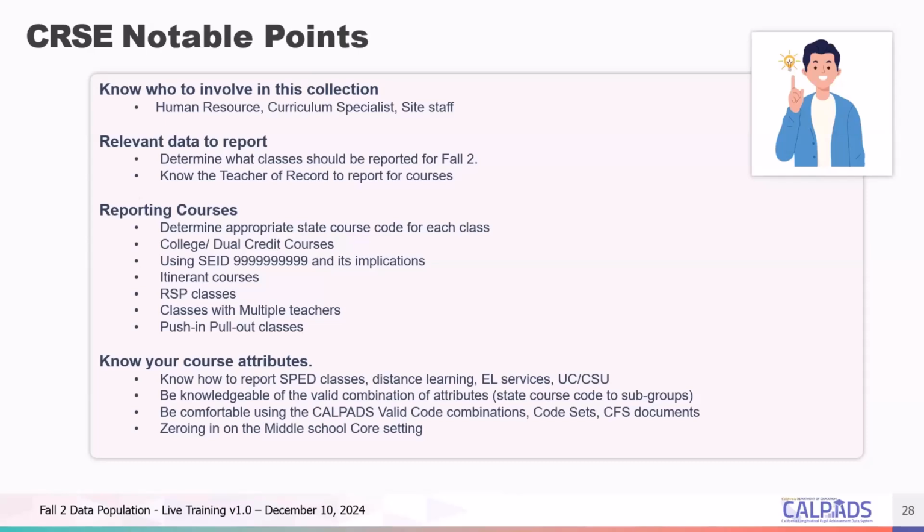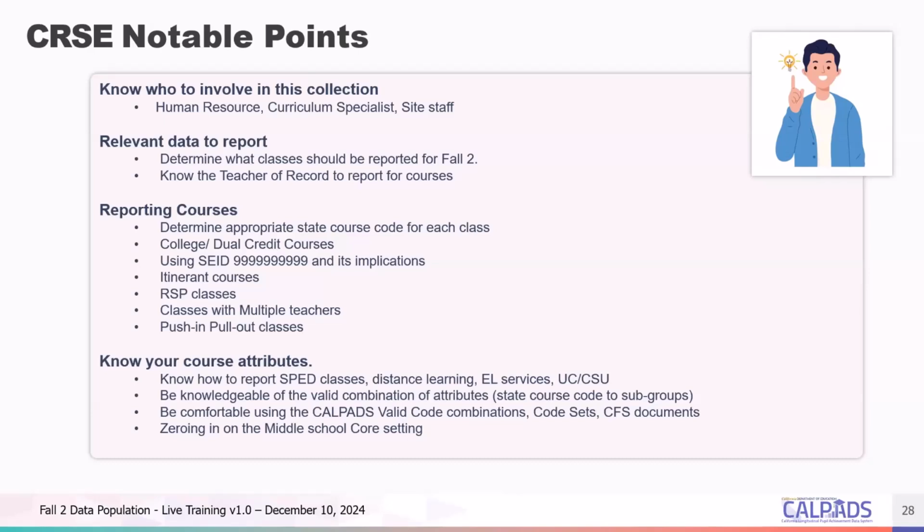Before you begin submitting data to CALPADS, you'll need to determine what classes to report course section enrollment records for in Fall 2. And you'll need to determine or locate the teacher of record for those courses. If there is no permanent hire for a class, the teacher of record may be a substitute teacher. And in this case, you would report the substitute teaching the class on Census Day.